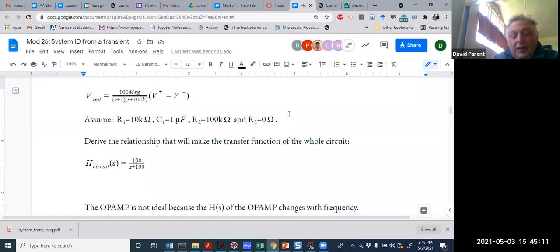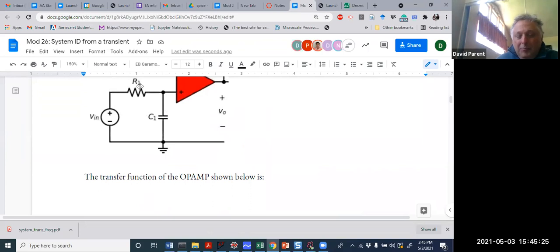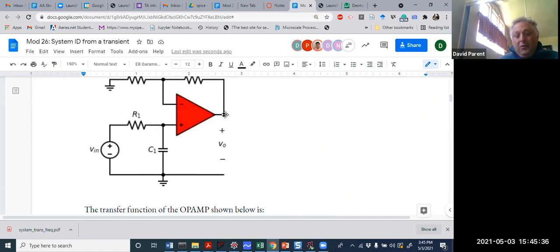All right. Now then I could ask the question, derive the relationship that will make the transfer function of the whole circuit be 100 divided by S plus 100, or a low pass filter, which if you looked at the RC values by itself, this would be a low pass filter with a transfer function of 100 divided by S plus 100. All right. Now the thing is if you want the whole circuit to be that, well then V out has to equal whatever this is. And that means this has to be acting like a unity gain buffer. Now, what are the conditions?